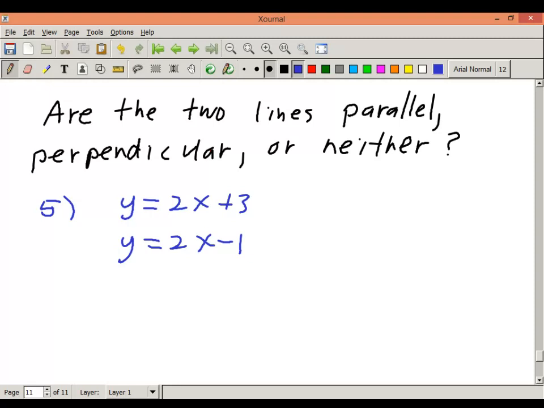Look at the 2 equations. They both have the same slope, but they have different y-intercepts. And remember, we have a theorem that says that lines which have the same slope are parallel. So without even drawing the graph, we know that these are parallel lines, because they have the same slope but different y-intercepts. If they had the same slope and the same y-intercept, they'd be the same line.